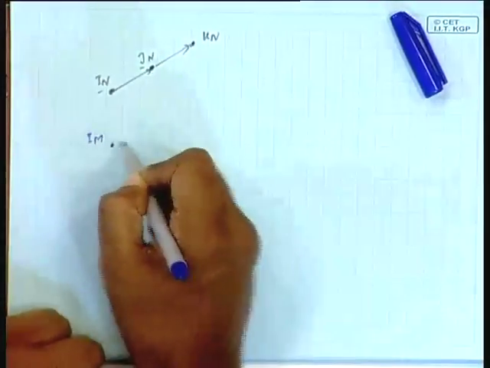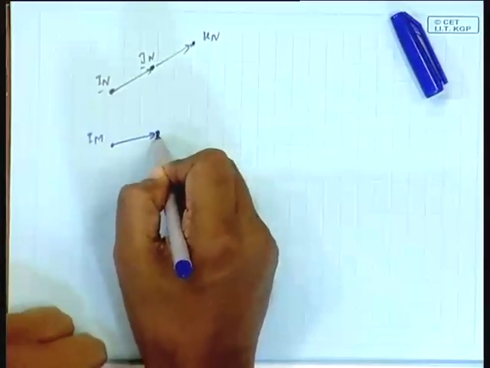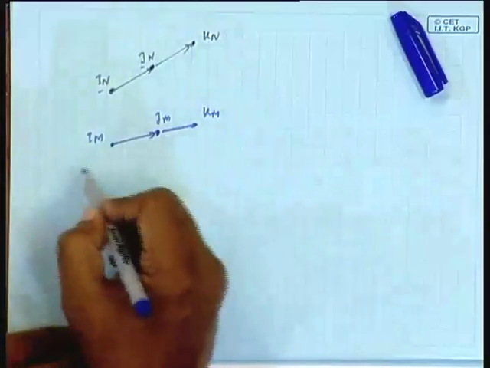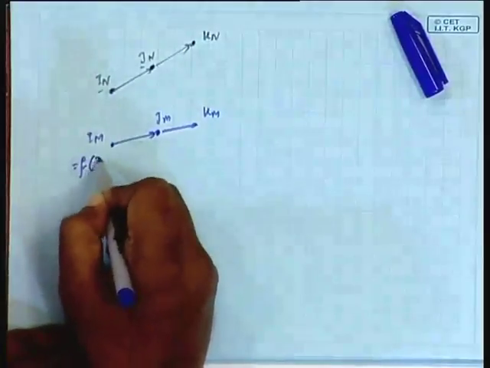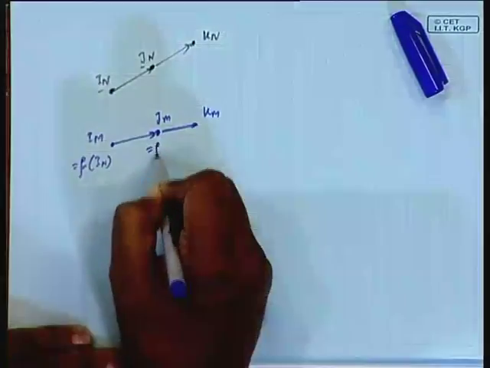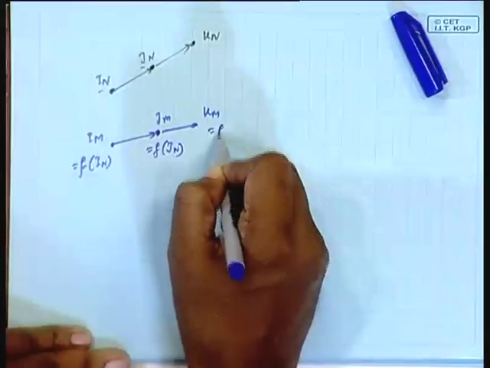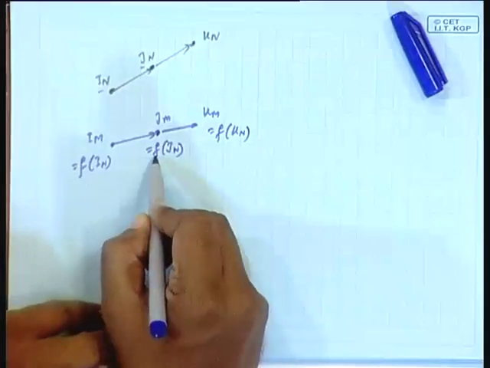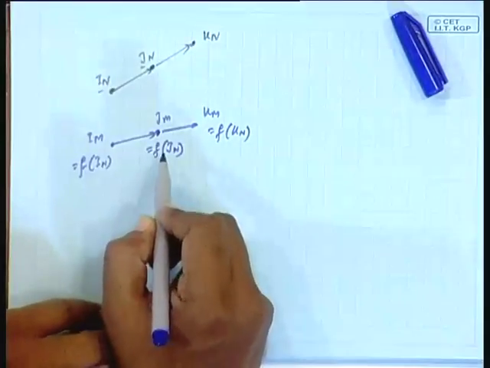So Im, Jm and Km like that. Then basically this is a mapping function: Jm was f(Jn) and this was f(Kn). Then we said that if this mapping function is linear, then it offers some advantage.